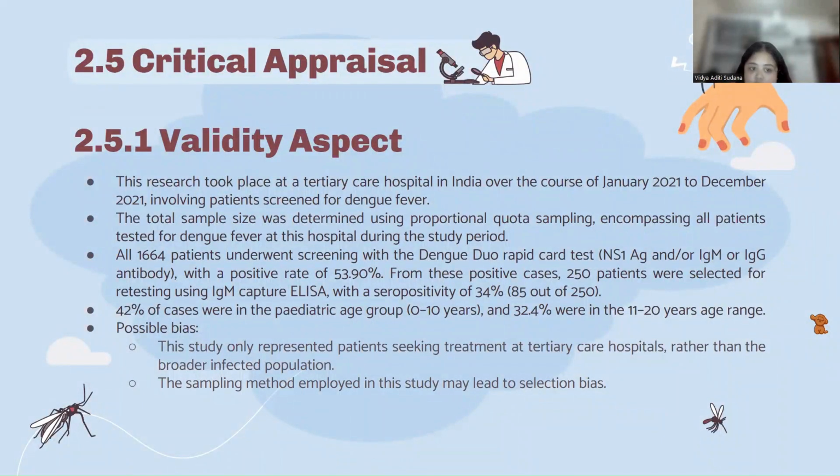And 42% of these cases were in the pediatric age group, which is 0 until 10 years, and 32.4% were in the 11 until 20 years age range. And there is some possible bias in this study, in which this study only represented patients seeking treatment at a tertiary care hospital rather than the broader infected population. Also, the sampling method employed in this study may lead to selection bias.